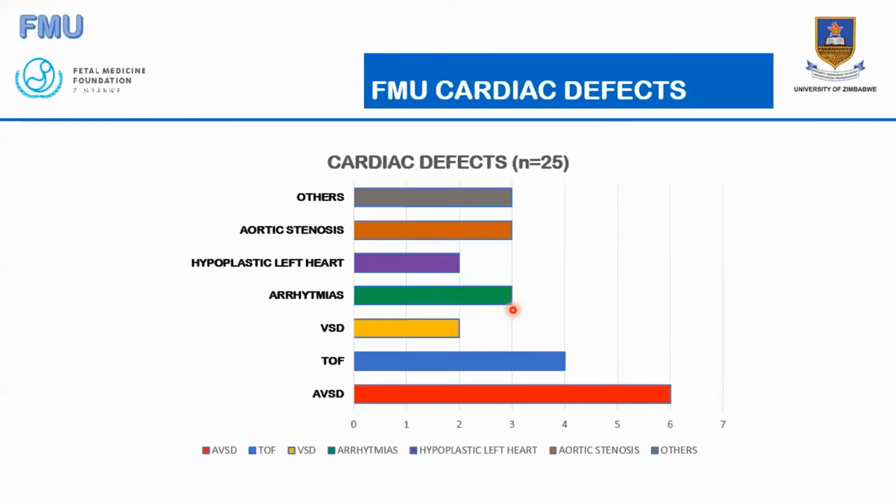So what is the message? The message is that fetal defects indeed do occur. And this is the order of frequency of occurrence when it comes to cardiac defects. You can see that AVSDs are fairly common, the commonest. Tetralogy of Fallot was fairly common in this cohort. We will see what the updated cohort is, and also arrhythmias.